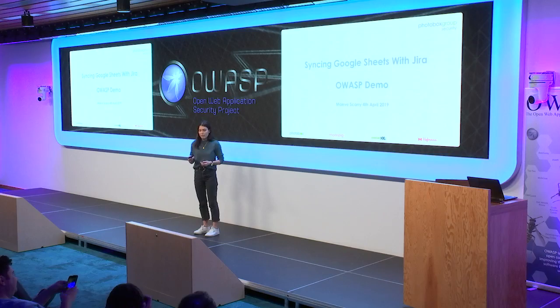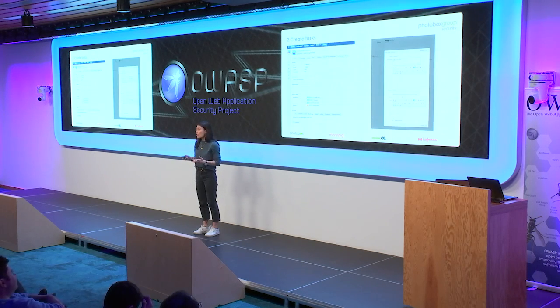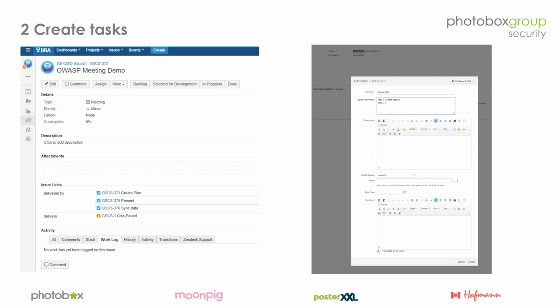So I'm just going to give a very short presentation outlining the steps that are required to sync Google Sheets with Jira. So essentially, being able to edit your data in Jira through Google Sheets. The first step is to create your ticket in Jira, as I've done here, with a meeting issue type. I've then created some tasks, such as create plan, present, sync data, and I've entered some information into the latest information field that exists in Jira.